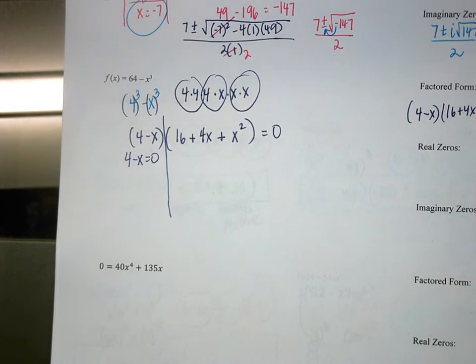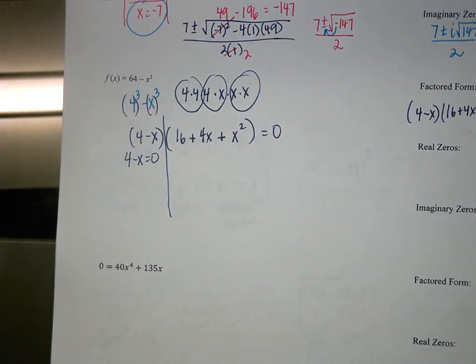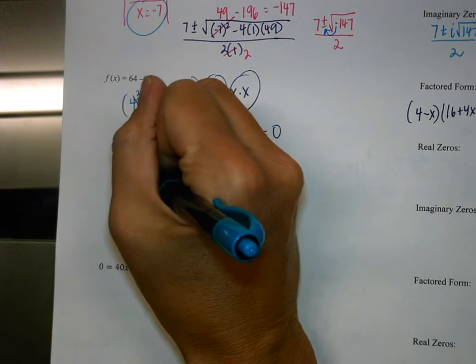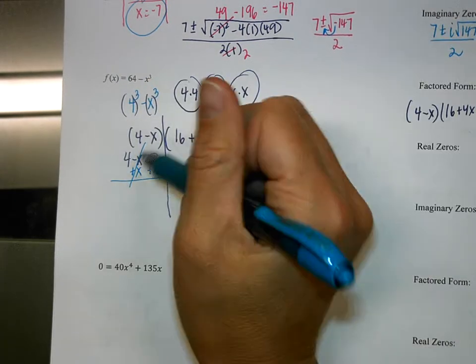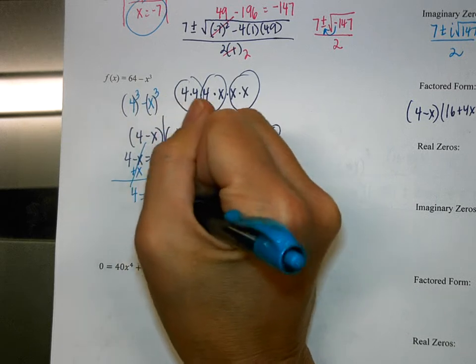You're just trying to get x by itself. You could do this multiple ways. The easiest way, though, is just to go ahead and add x to both sides instead of subtracting 4. So when I do that, I end up getting 4 equals x, which is the same thing as x equals 4.